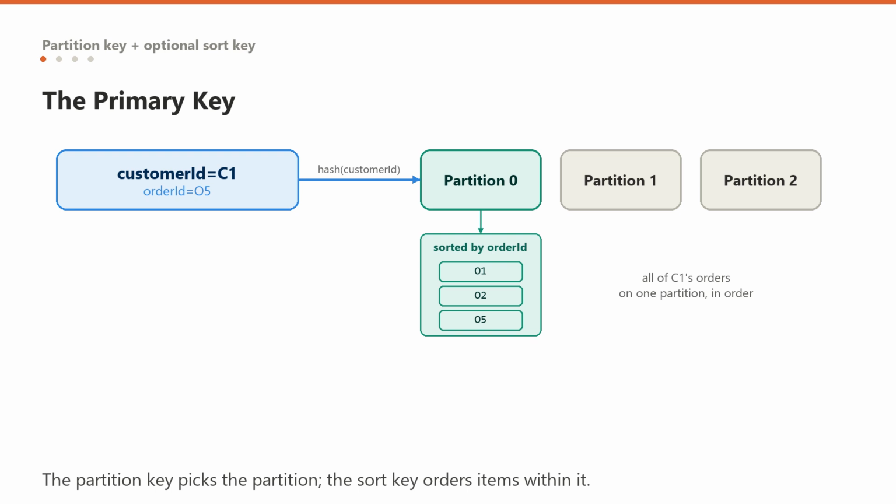The second, optional part is the sort key, for example the order ID. Items that share a partition key are stored together, sorted by the sort key. So all of one customer's orders lie on the same partition, in order. That makes one query: give me all orders for customer 123, extremely fast and cheap. Choosing a good partition key is the most important design decision you make.